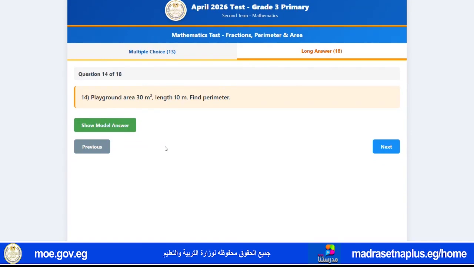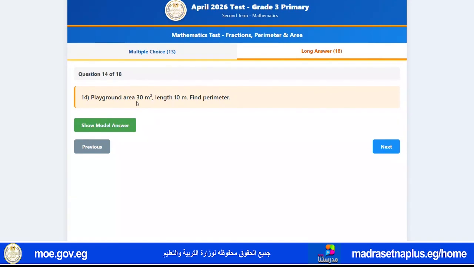I need width to get the perimeter. So what's the relation between area and length? Yes, I need width. So first step, find width. How to get width? Area divided by length. So width equals 30 divided by 10.